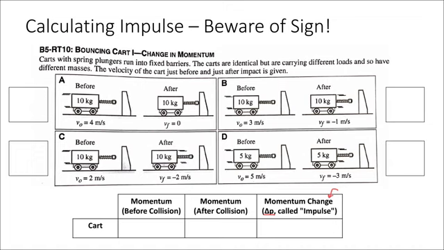All right, now that you've had a moment to try these on your own, for A, we see that before the collision, the mass of the car is 10 kilograms and the initial velocity is 4 meters per second to the right. So this is going to be a positive 4 meters per second. So that means that the momentum of the car before the collision will be 4 times 10. That'll be 40, and the units are kilogram times meter over second. The momentum after the collision, since the car has a final velocity of 0, will just be 10 times 0, in other words, 0 kilogram meters per second.